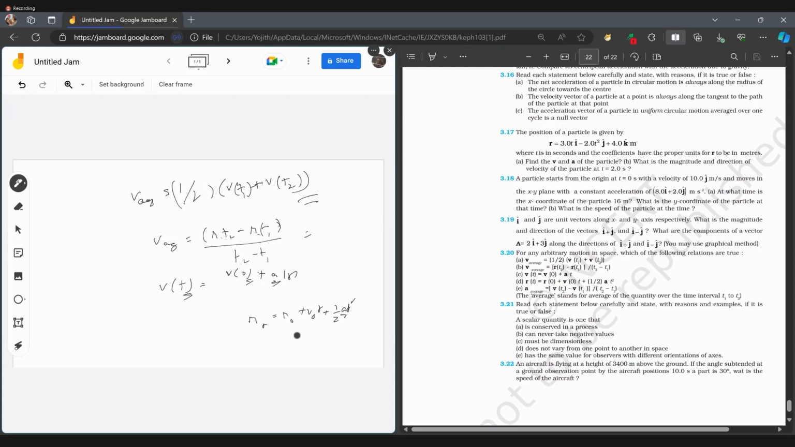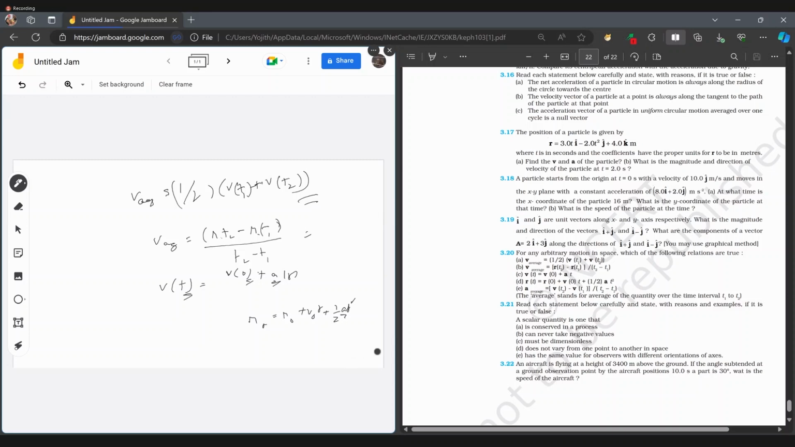Okay, and next last we have a average is equal to v t2 minus v t1 divided by t2 minus t1. So is it true? Okay, మీకు ఇది ఎలా ఉందో ఇది అలా ఉంచుకోండి.